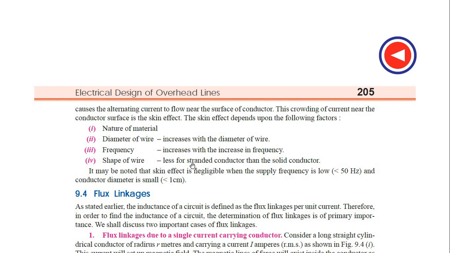Shape of wire: the skin effect is less for a stranded conductor than for a solid conductor. So for a solid conductor the skin effect is more, and for a stranded conductor it is less. It may be noted that skin effect is negligible when the supply frequency is low.